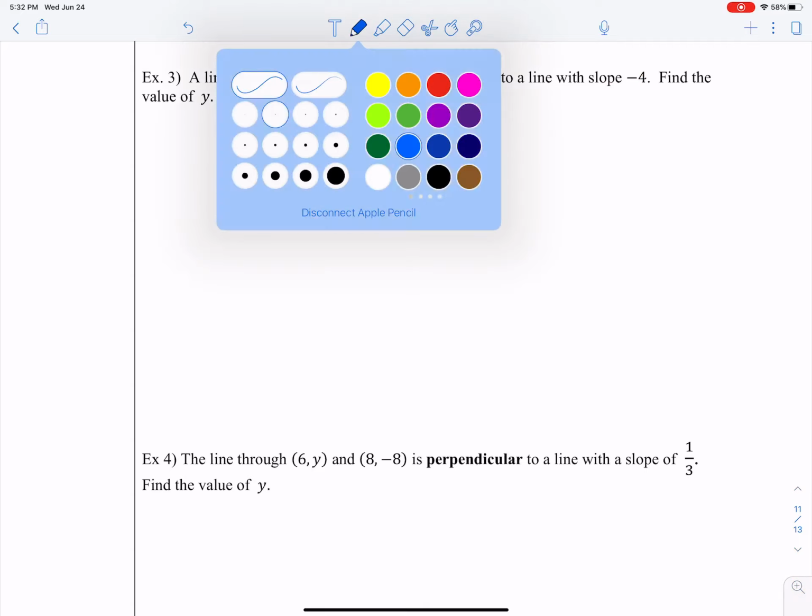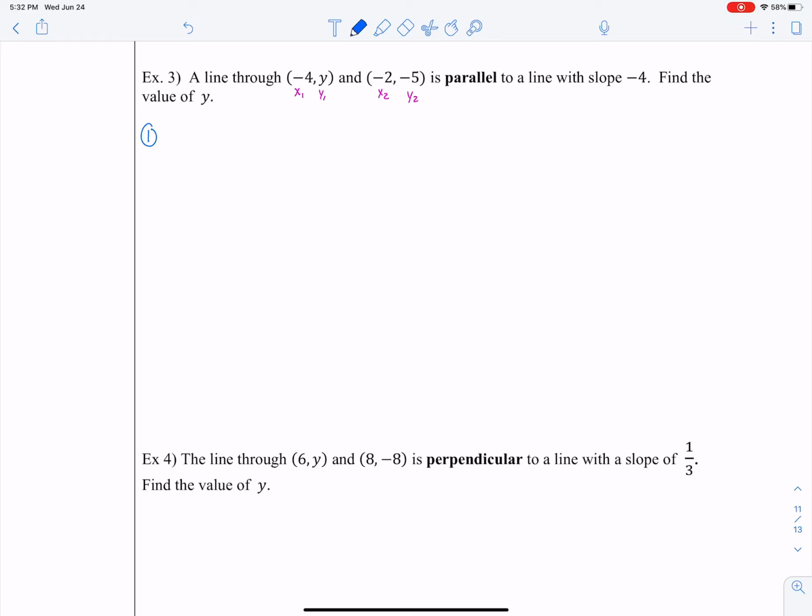So your step 1 here, your slope is parallel, so it stays -4. You don't need to do anything because parallel slopes are identical. Next, we're going to find y.